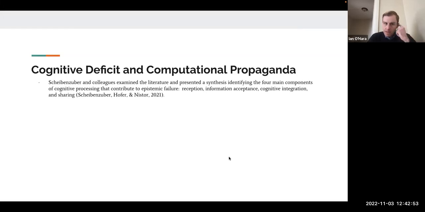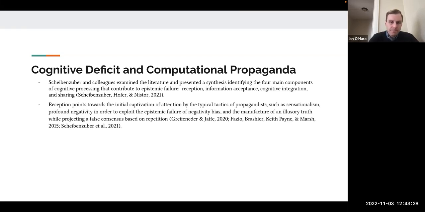So Scheibenzuber and colleagues examined the literature and presented a synthesis identifying the four main components of cognitive processing that contribute to epistemic failure. Reception is the first one, then information acceptance, cognitive integration, and sharing. I'm just going to go through each of these, and then we're going to talk about what I came across as some antidotes to the issues that are happening with these cognitive deficits and computational propaganda and information seeking within social media applications.